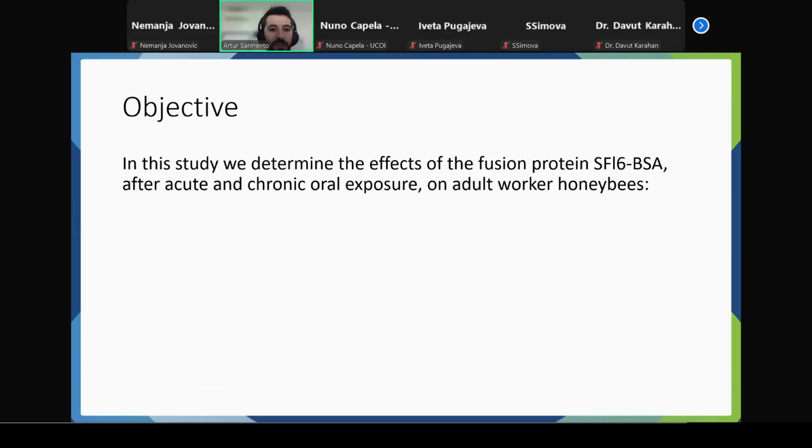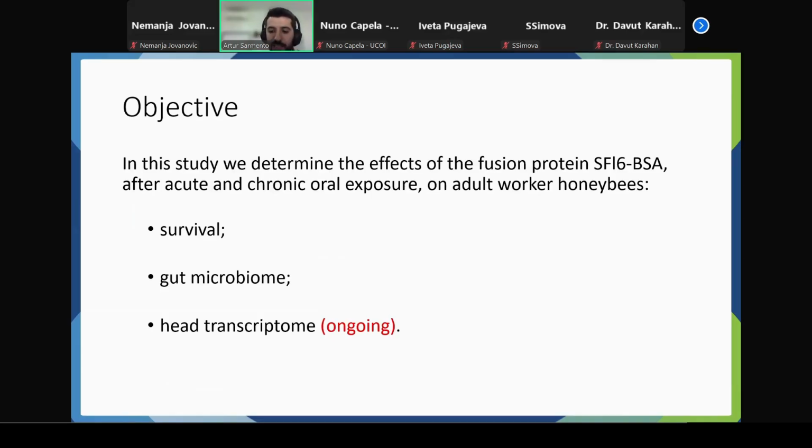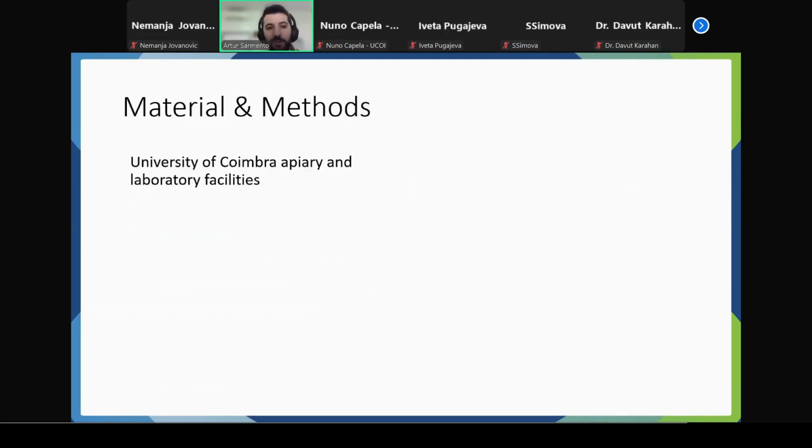We wanted to check if the, let's call it SFI6 BSA, had effects after acute and chronic oral exposure on adult worker honeybees, mainly on survival, gut microbiome, and transcriptome. This last piece of the work is still ongoing. We are still processing the data, so I will not present it in this presentation.